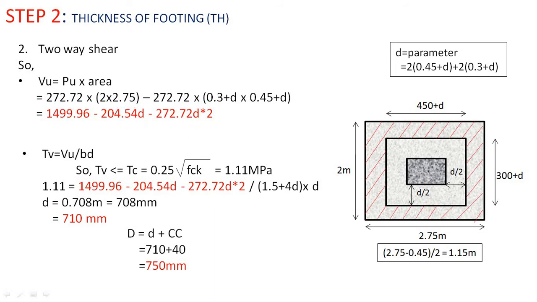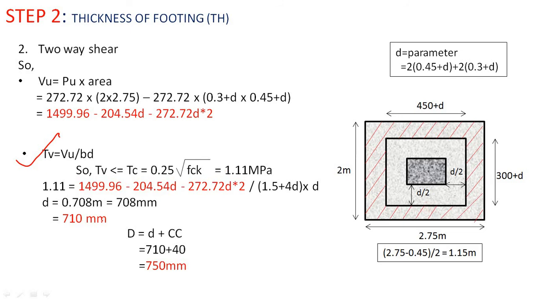Now next we will move on to the tau v. So tau v is equal to Vu upon bd. We know tau v is less than or equal to tau c. So we'll take the value of tau c as 0.25 root fck, which is 1.1 MPa, that is 1.11 Newton per mm squared.